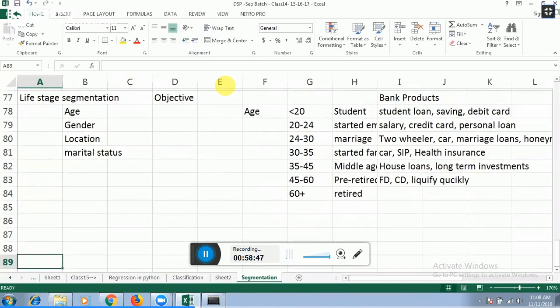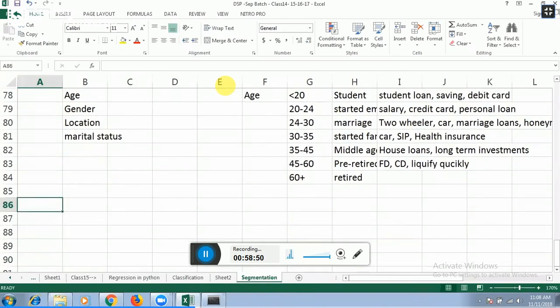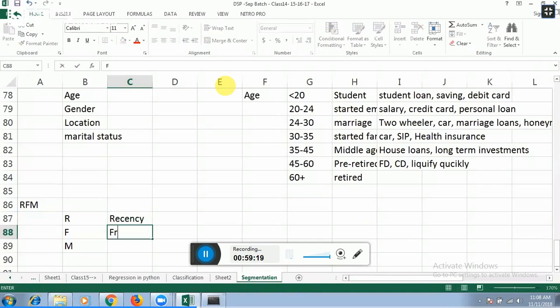Okay. And the other type of segmentation, which is very common in the market and especially in all customer service industries, is RFM segmentation. So R, F, and M. Of course, this initially started with the retail industry, but it is extended to every industry now. Okay, but yes, customer service industries or customer-centric industries use it very commonly. So R is nothing but recency. F is nothing but frequency, and M is monetary.